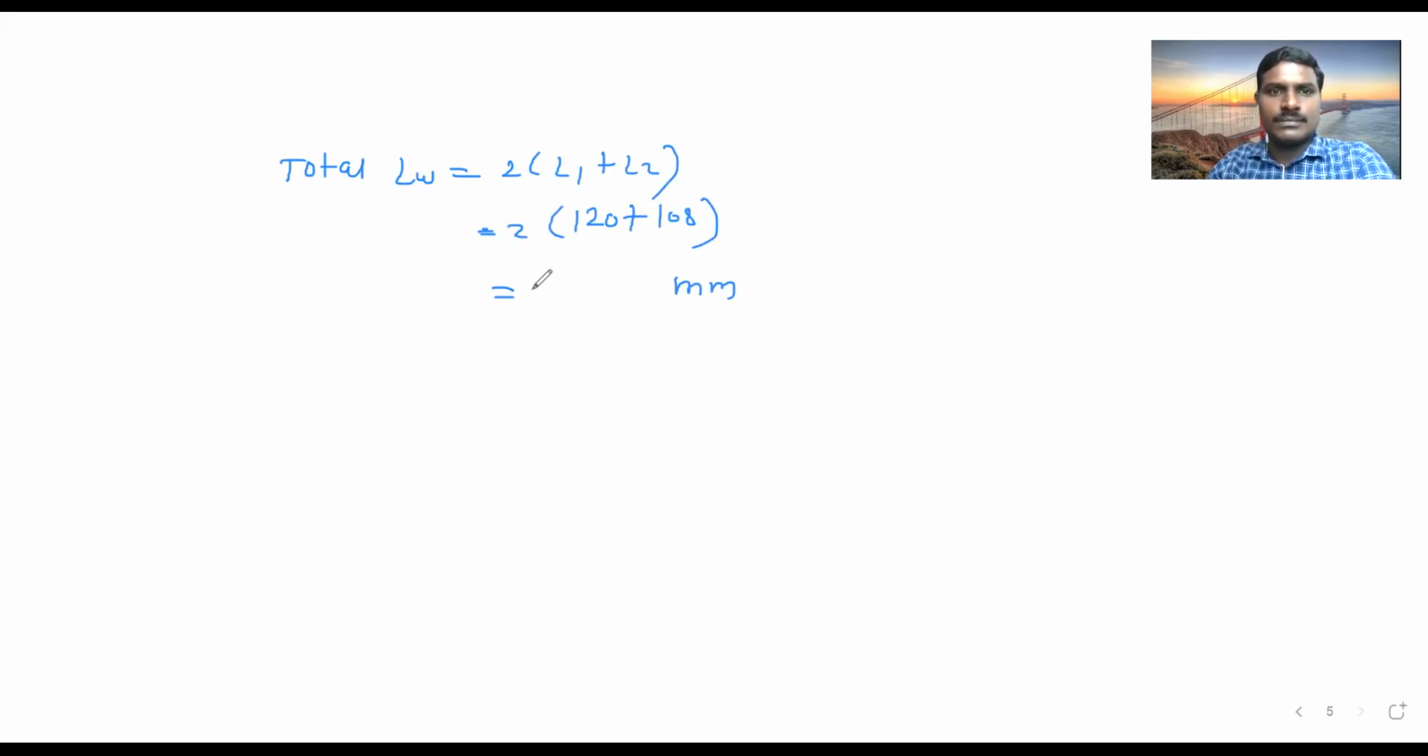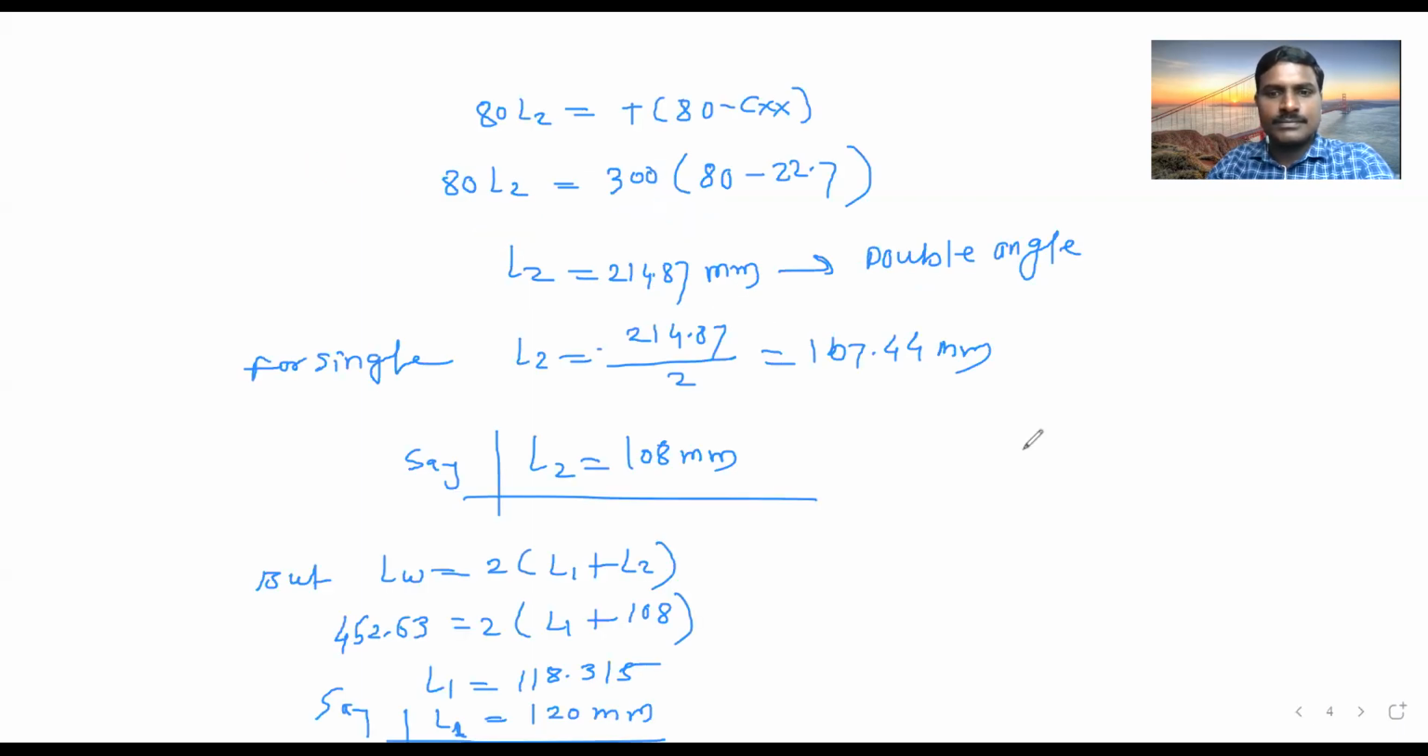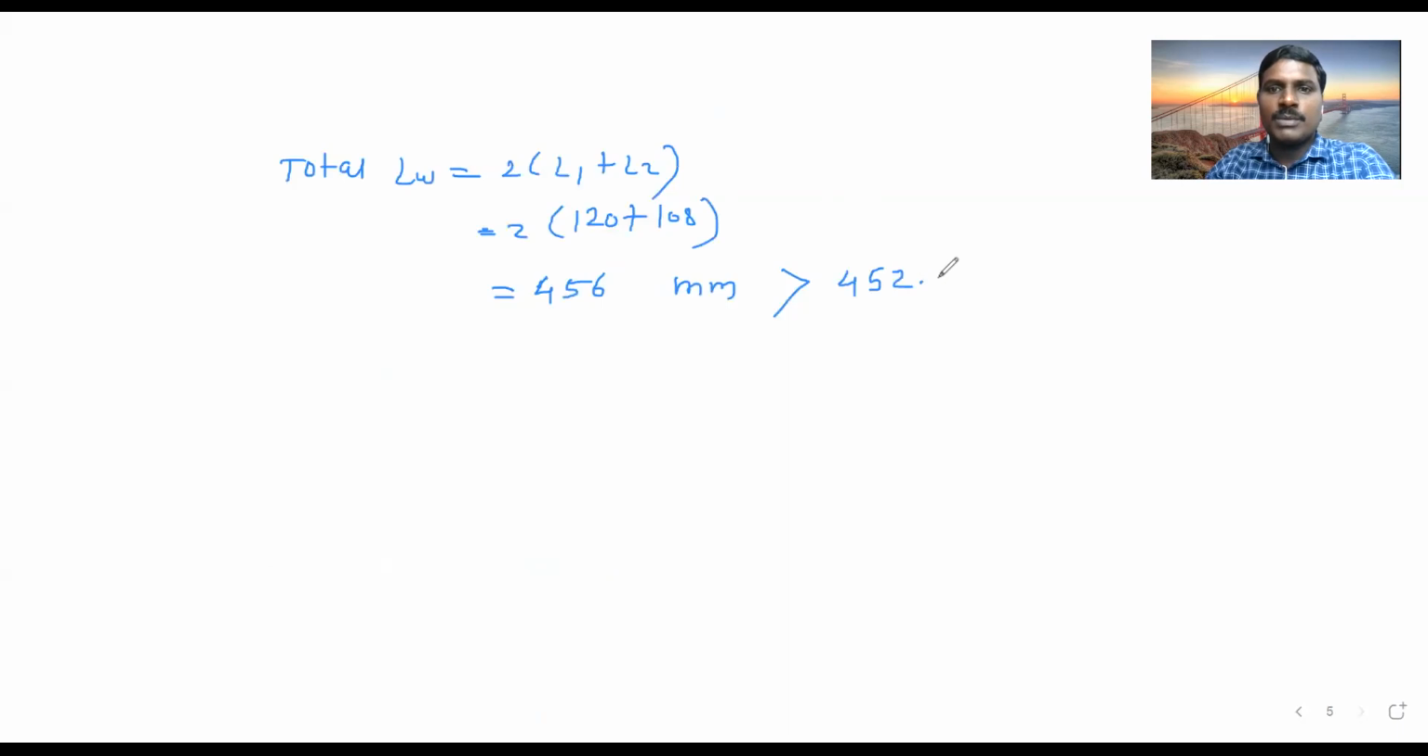456. So we required the total. It is greater than how much? 452.63. That means against 452.63, we provide 456. Are you getting it, everyone?